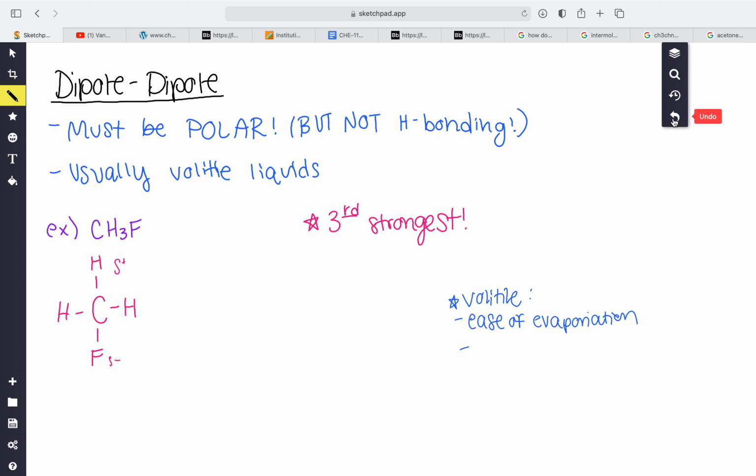So volatile is basically just the ease of evaporation. And as the volatility goes up, the ease of evaporation goes up. So we could say that acetone is very volatile, alcohol very volatile. But those are going to be your volatile liquids basically. And this is your third strongest, as I said before, because there's still that slightly negative and slightly positive.